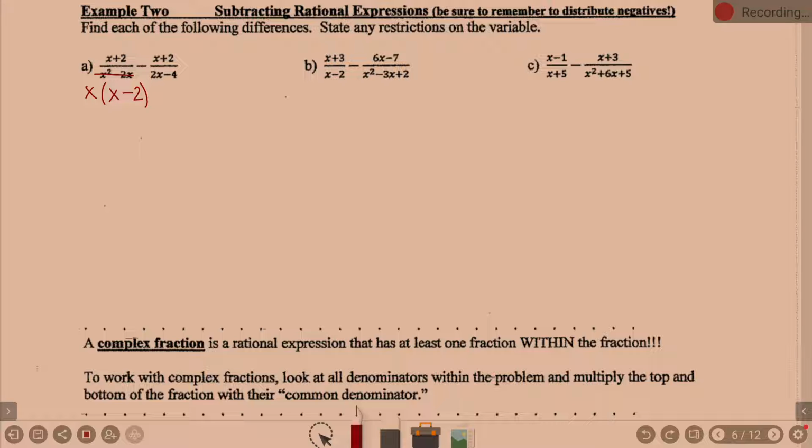Okay, second denominator, 2x minus 4. Can it factor? GCF again. This time I don't have an x squared, so again I can't think 2 parentheses. But 2x and 4 both divide by 2. So I'm going to put a 2. 2x divided by 2 is going to leave me with x, minus 4 divided by 2 is going to leave me with minus 2. Okay. Common denominator.